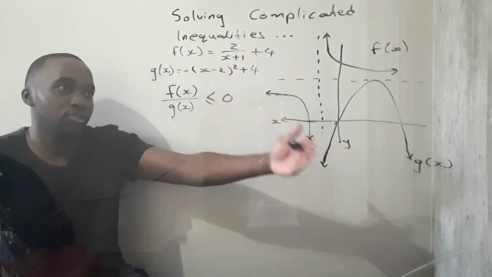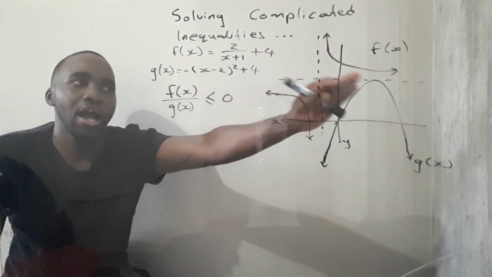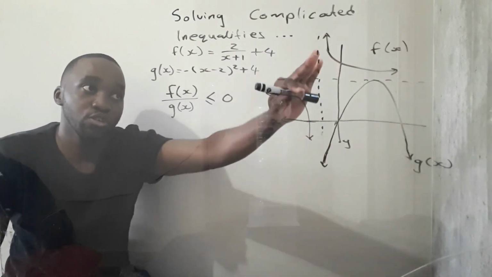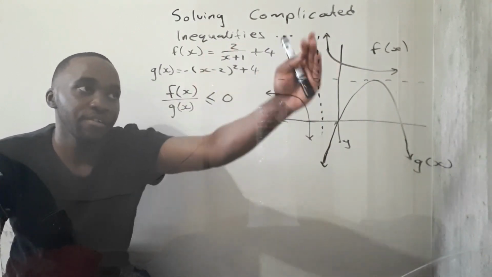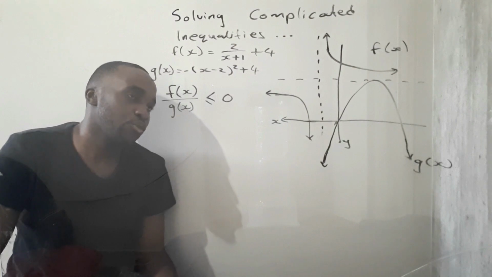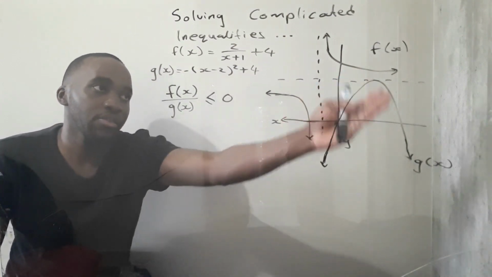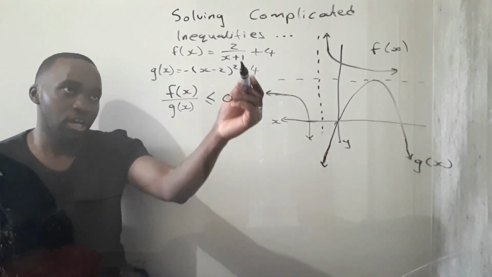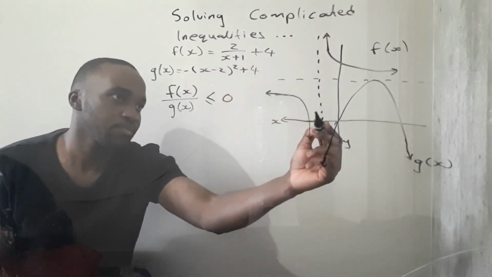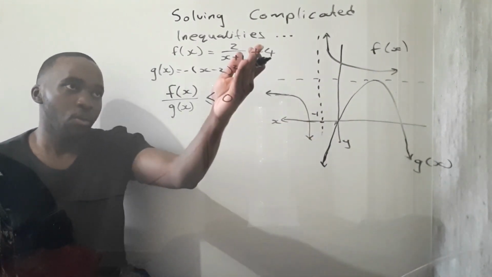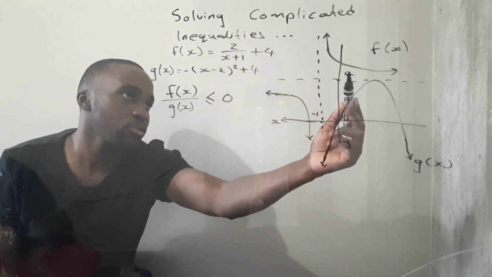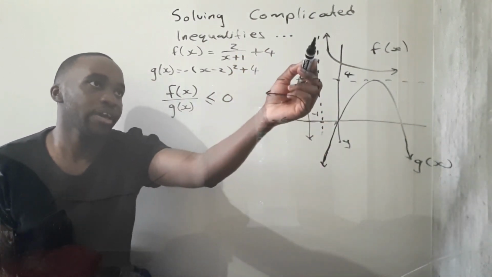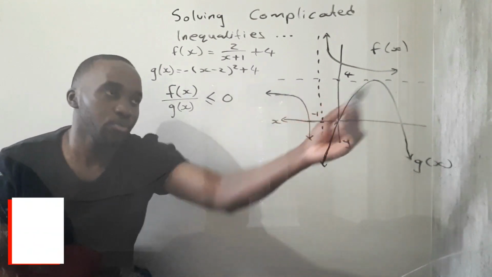In this question we have two graphs. We have a hyperbola, which is two curves but one graph, and a negative parabola. Our hyperbola has its x asymptote at -1 and its y asymptote at +4, so the equations are x = -1 and y = +4.